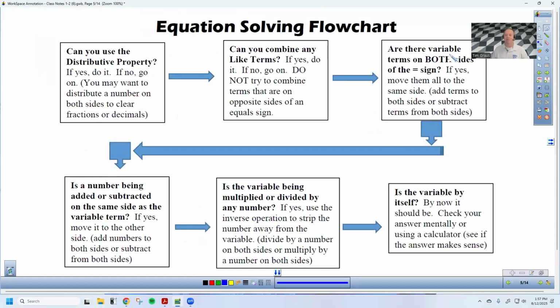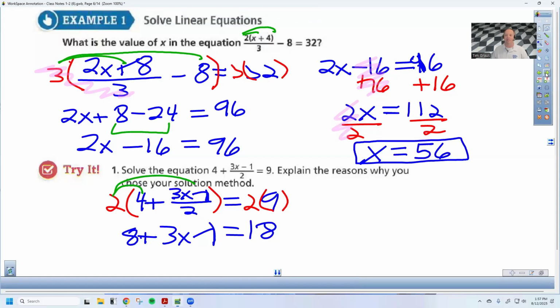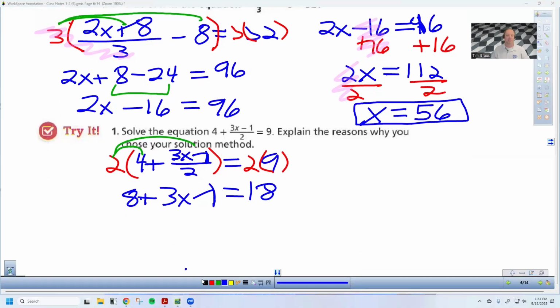Can we combine like terms? Yes. I see some like terms that I can combine. I can combine this positive 8 and this negative 1. Those can combine to a positive 7. I can either write 7 plus 3x or 3x plus 7. Doesn't matter which. I'll do 3x plus 7, and that is equal to 18.